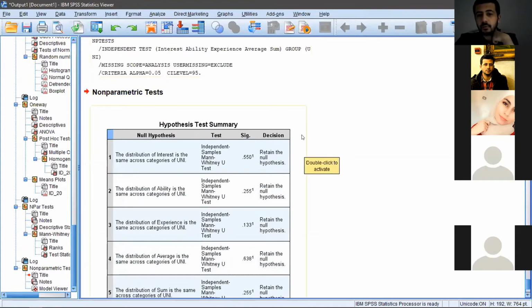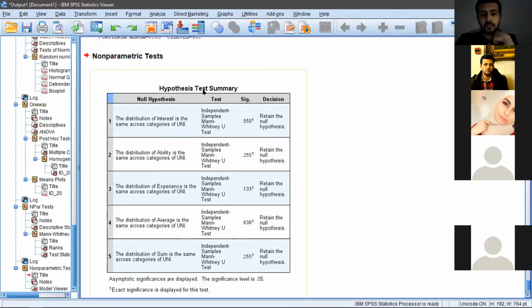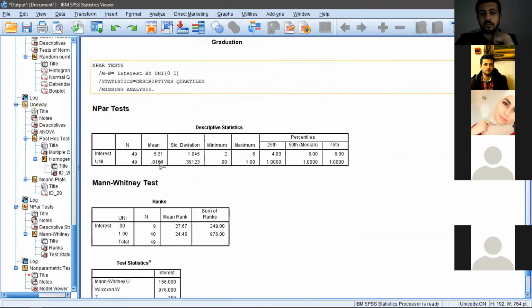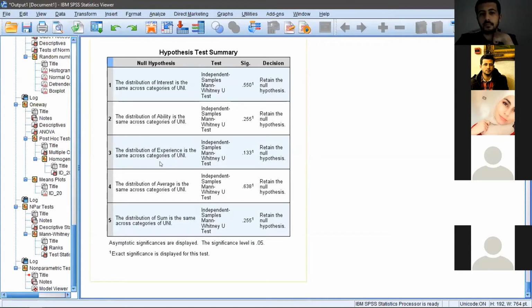And here they give you the decision: retain the null hypothesis, which is there is no difference. Does that seem cooler than the way we used above? Kind of. Yes. Okay, let's take the second. If you remember, we took 5 variables. For the second one, ability, experience, average, sum, they are all similar between groups. So those are 2 ways of calculating the p-value, the significance, for the Mann-Whitney U test.